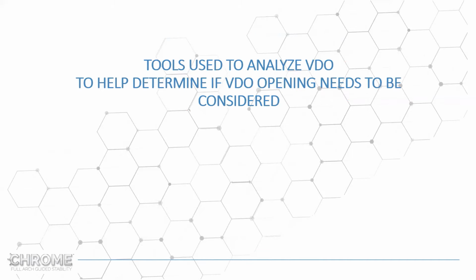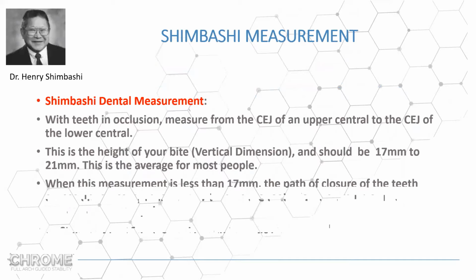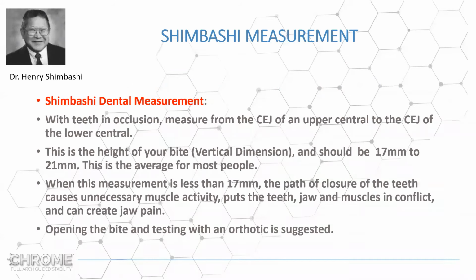So the tools we use to analyze VDO, to help you determine if the VDO needs to be considered, are the following. I don't know if any of you have studied neuromuscular dentistry, but I learned this at LVI. It's called a Shimbashi measurement, and this is the one we use most often to give us a clue that the vertical dimension might need to be addressed. I have pictures of this. With teeth in occlusion, the measurement is from the CEJ of one of the upper centrals to the CEJ of an opposing lower central. For most people, this dimension is between 17 and 21 millimeters. When this measurement is less than 17, the path of closure of the teeth causes unnecessary muscle activity, puts the jaw and muscles in conflict, and creates jaw pain.